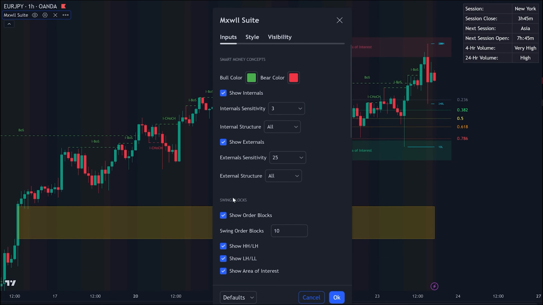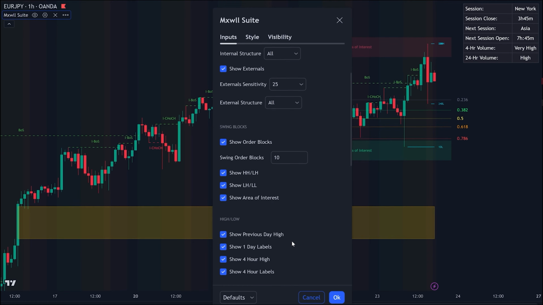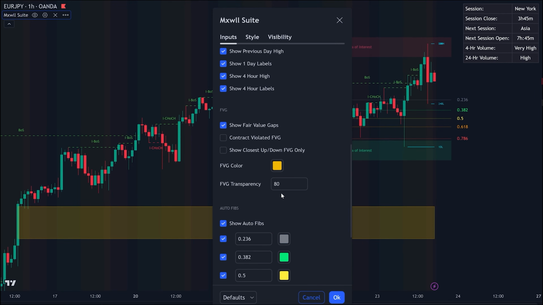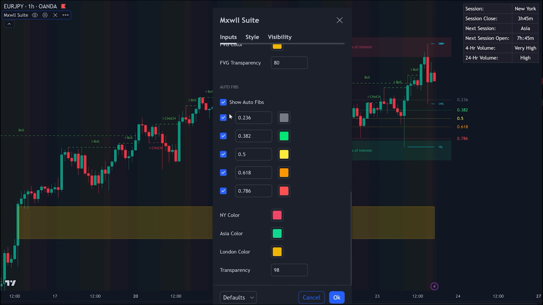You can choose to enable or disable the Show Order Blocks option, as per your preference. You can choose to display more or fewer swing order blocks, depending on your trading style. Keeping fewer blocks on the chart can reduce clutter and help focus on the most significant zones. You can choose to enable or disable the Show Fair Value Gaps option, as per your preference. Same with Show Auto Fibonacci. You can choose to enable or disable the option.